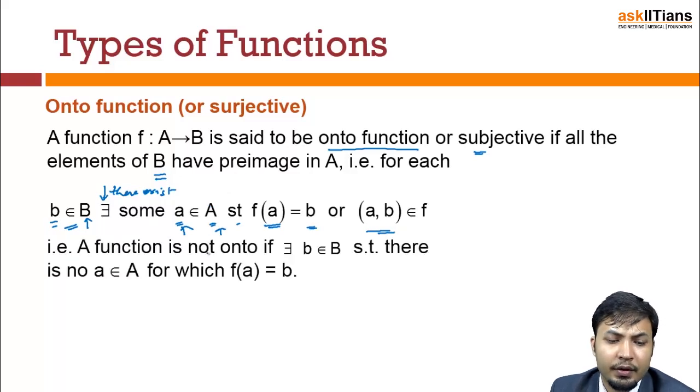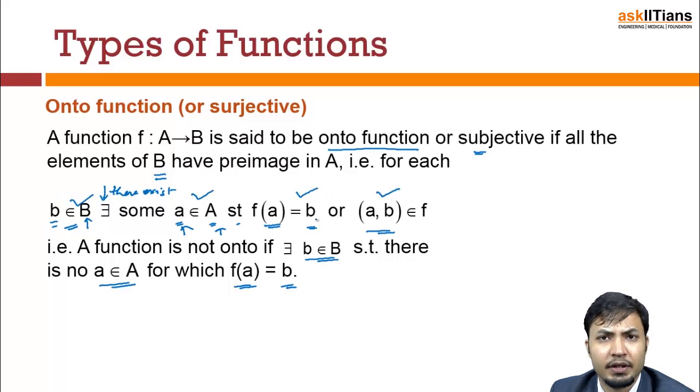That is, a function is not onto if there exists a b belonging in B such that there is no a belonging in A for which f of a equals b. So basically these conditions need to be satisfied for being an onto function. First of all, there has to be a b in B. These two are obviously prerequisites. Then it has to be in such a way that f of a is equal to b, or (a, b) has to belong in f.